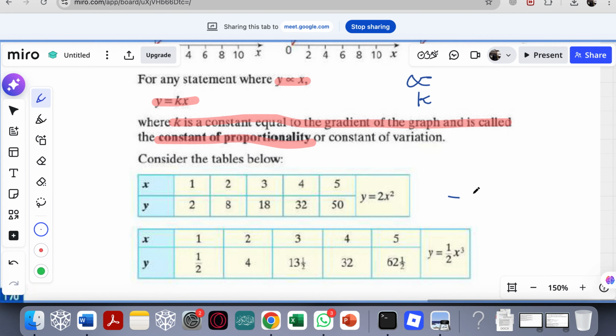Now, if you have a graph, it's going to be a bit of a curve like this. It's going to be a quadratic curve. It will not be a straight line graph, if you don't have the negative side. 1 goes to 2. Why is it 1 to 2? You put 1 here. 1 squared is 1. 1 times 2 is 2.